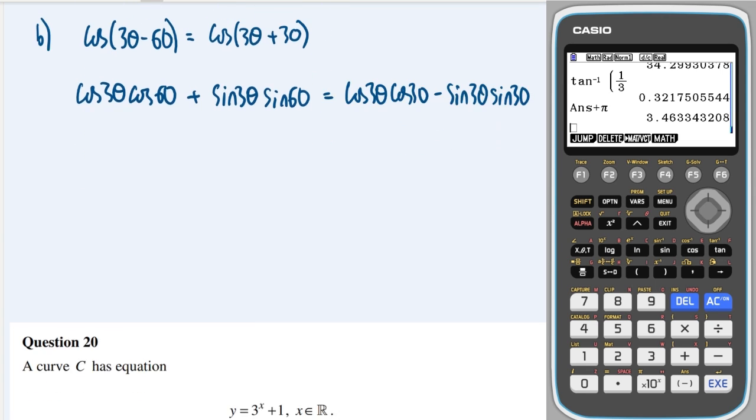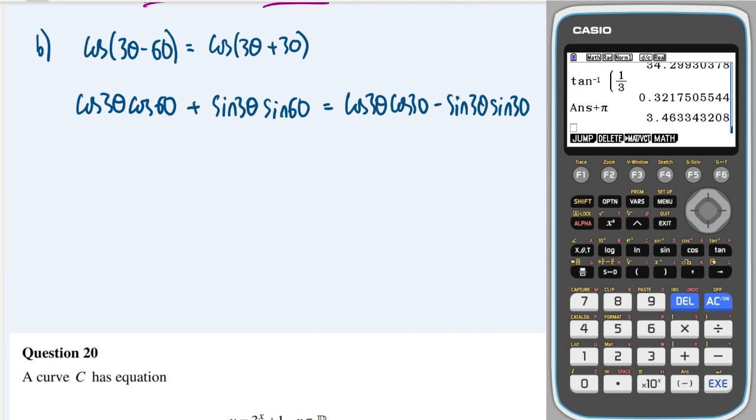Okay, great. Next, let's use the exact values that we know. So we know that cos 60 is a half. We know that sine 60 is root 3 over 2. And over here, we know that cos 30 is root 3 over 2. And here we know sine 30 is a half.